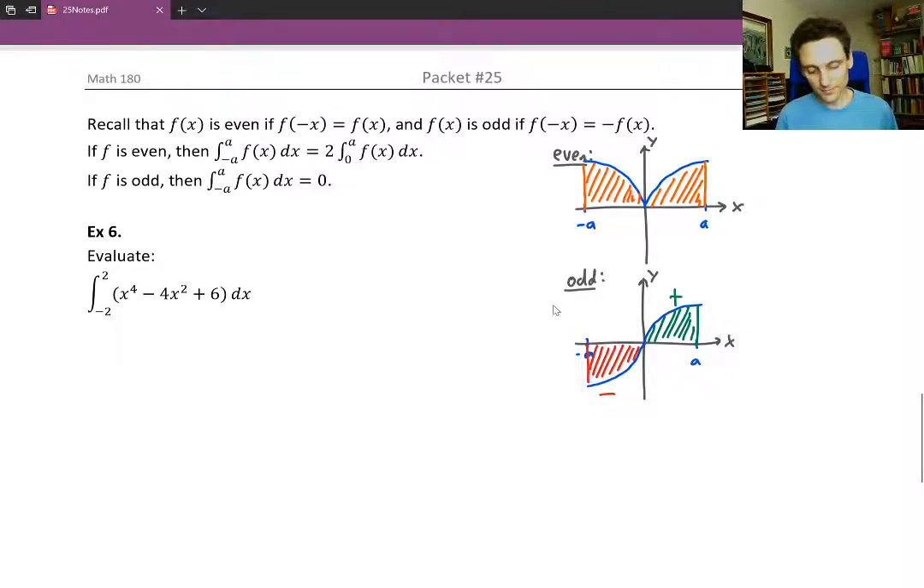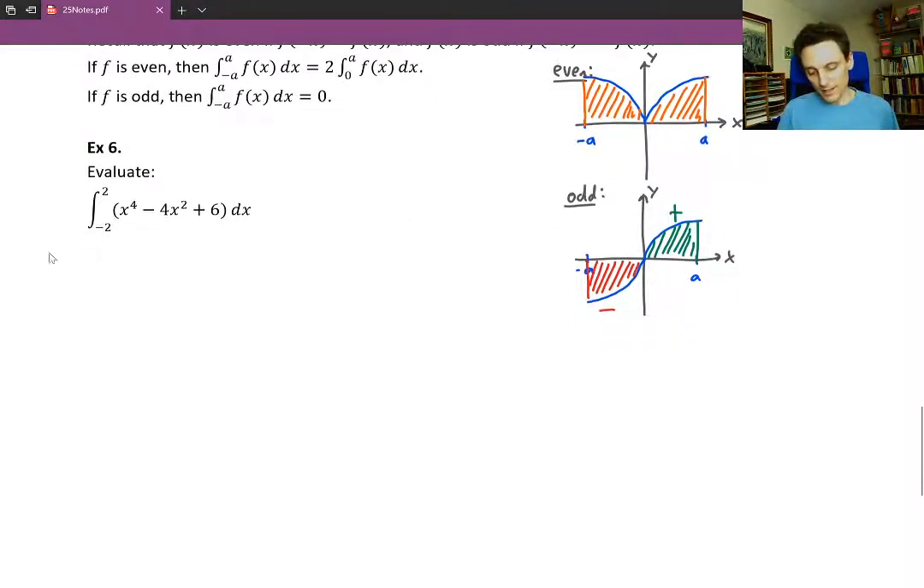Let's use that for example 6. We'll try to figure out if this function is even or odd. Remember, this function that's inside the integral is also called the integrand, in case you ever hear that word. So here's your function inside the integral called the integrand.